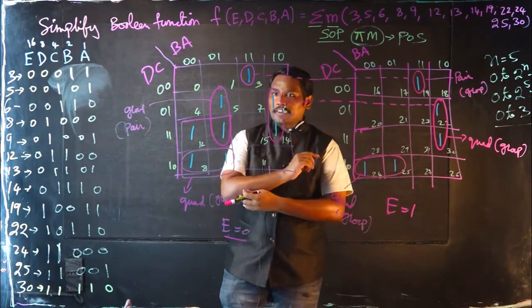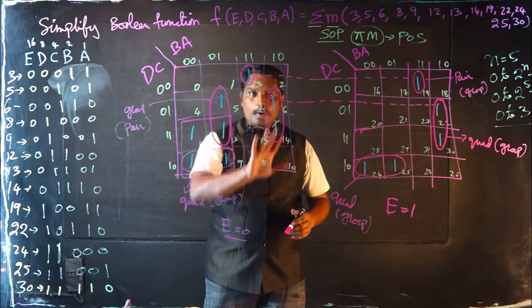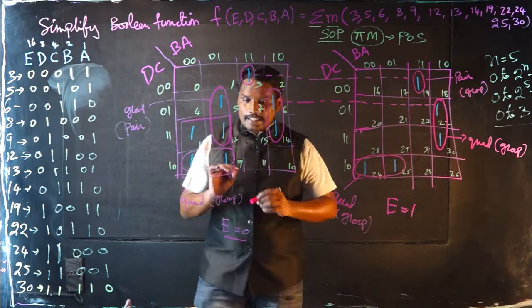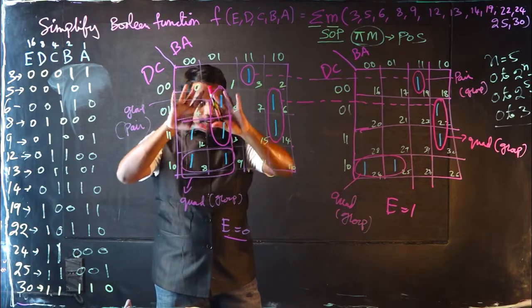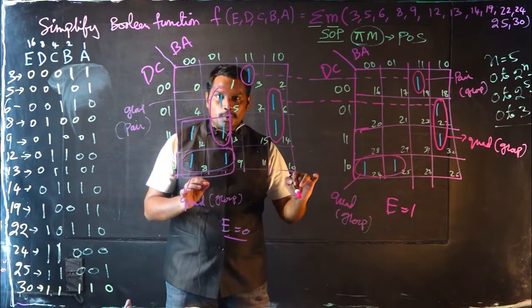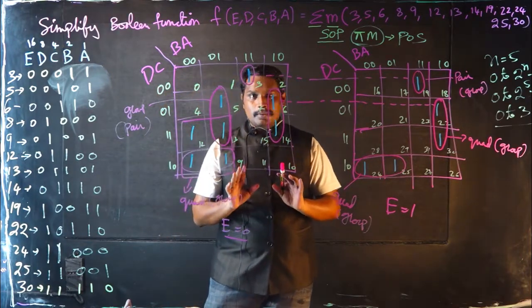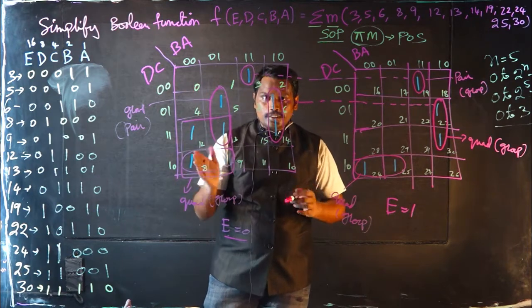And one more thing I would like to tell you: if the Karnaugh map has all ones, then the expression for this particular Karnaugh map, which is having all the cells 1, is y is equal to 1. That is how the expression is represented. If all are zeros, then y is equal to 0.